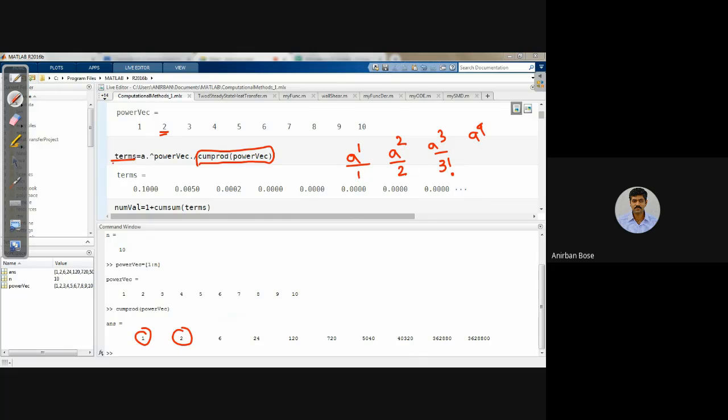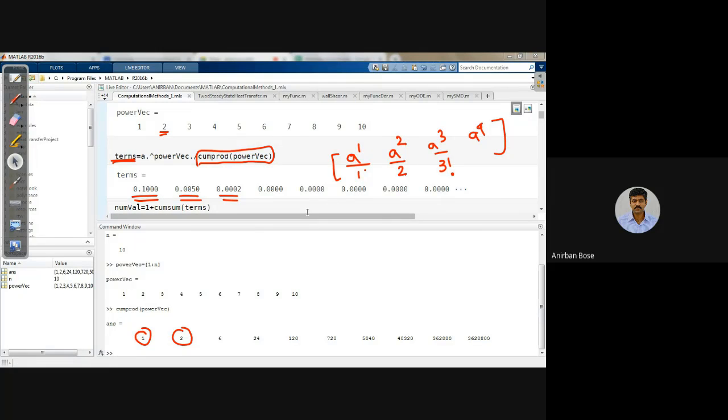So terms is now an array, and within that array, these are the elements. It is not any summation or anything. These are only the elements of that terms array. So now all the elements have been created. These are the elements that we want to create, and they have been created now. I think that part is clear.